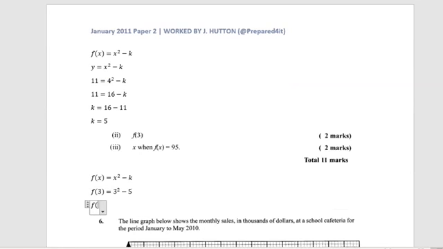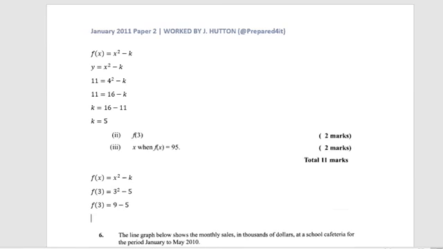So we now go ahead and just solve for what f of 3 is. So f of 3 is equal to 3 squared, which is 9. So it is 9 minus 5. So therefore, f of 3 is equal to 4. So yes, Tiana, f of 3 is indeed 4.